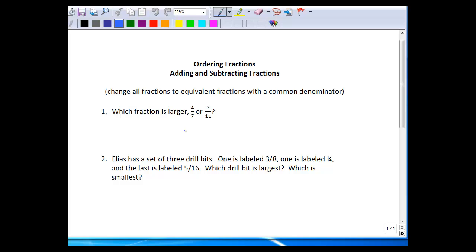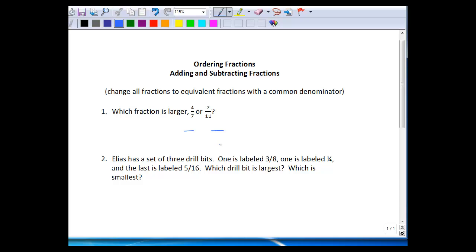If you estimate it, 4 out of 7, that's a little bit more than a half. Half of 7 is 3.5, so 4 out of 7 is a little bit more than a half. And 7/11, well, half of 11 is about 5.5, so that's a little bit more than a half also. So it's tough to decide just by looking at the numbers that you're given. The trick is to rewrite each of these, 4/7 and 7/11, with a common denominator.